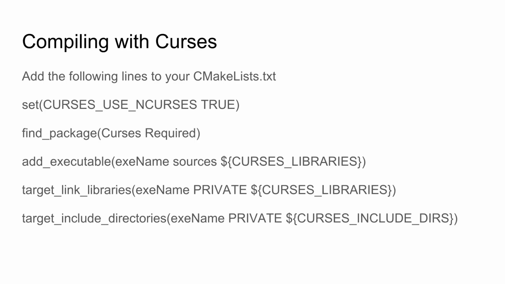If you want to compile with curses, you're going to need to add these lines to your CMakeLists.txt. The first one says that we want to use ncurses if it's available. Then we try to figure out where curses is on the system, so make sure you have it installed first. Then we add an executable, so we're creating our program, whatever name you want it to be. You list out all your sources, like your .c and .h files. And then this variable was populated by the find package command, and this will say that I also want to use the curses library to make my program.